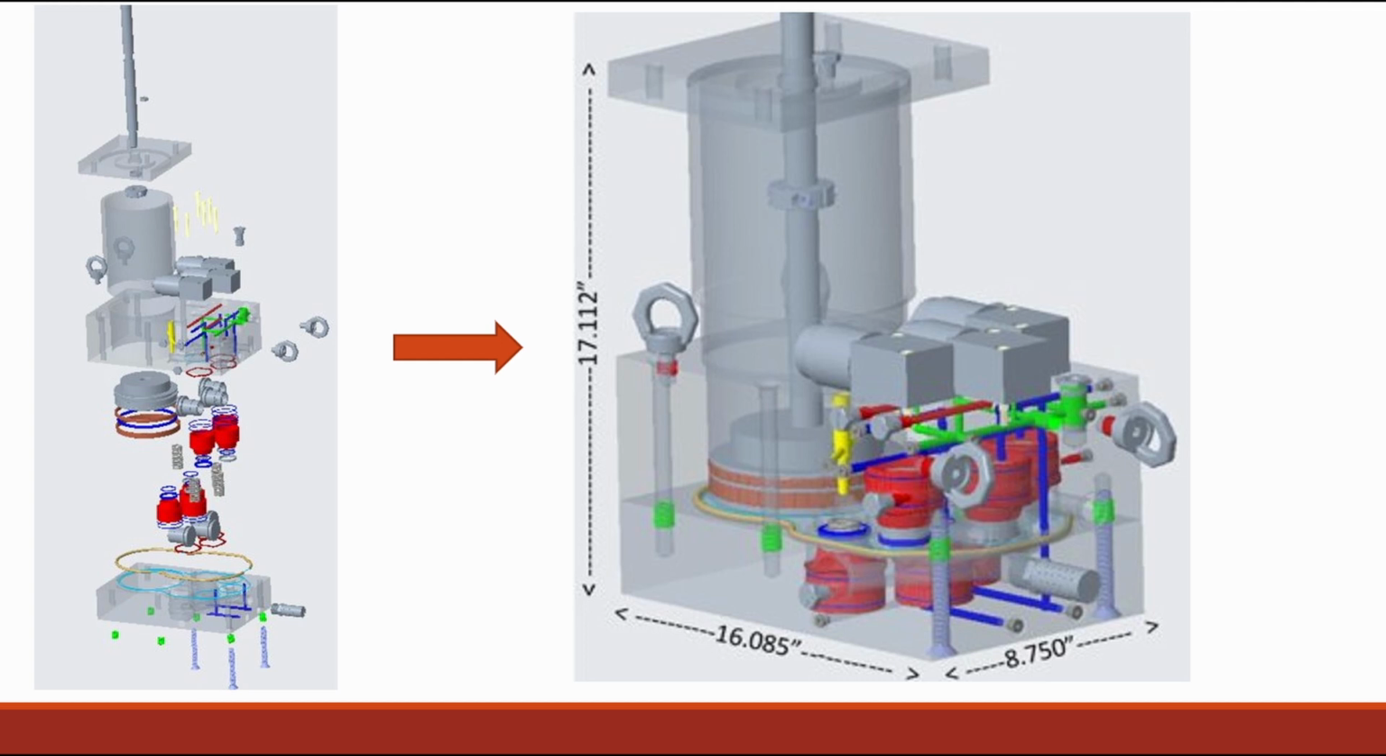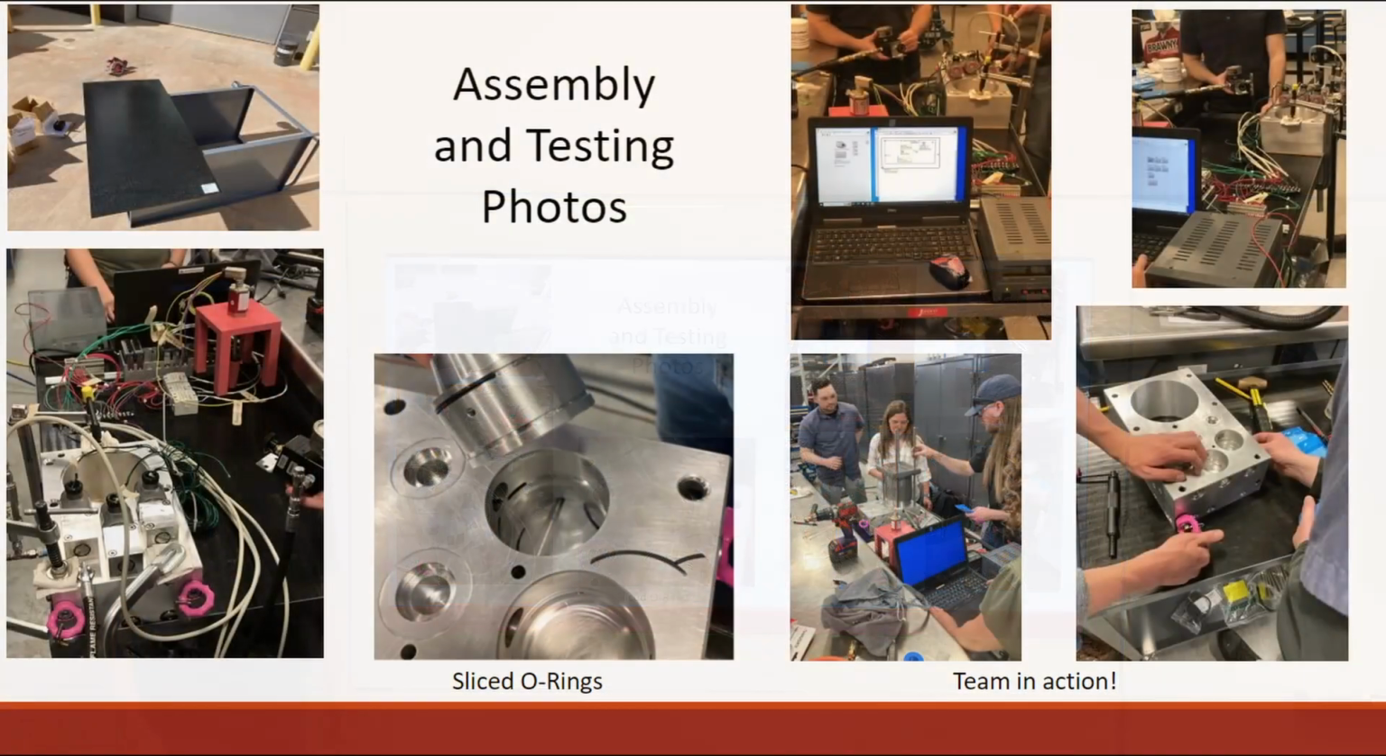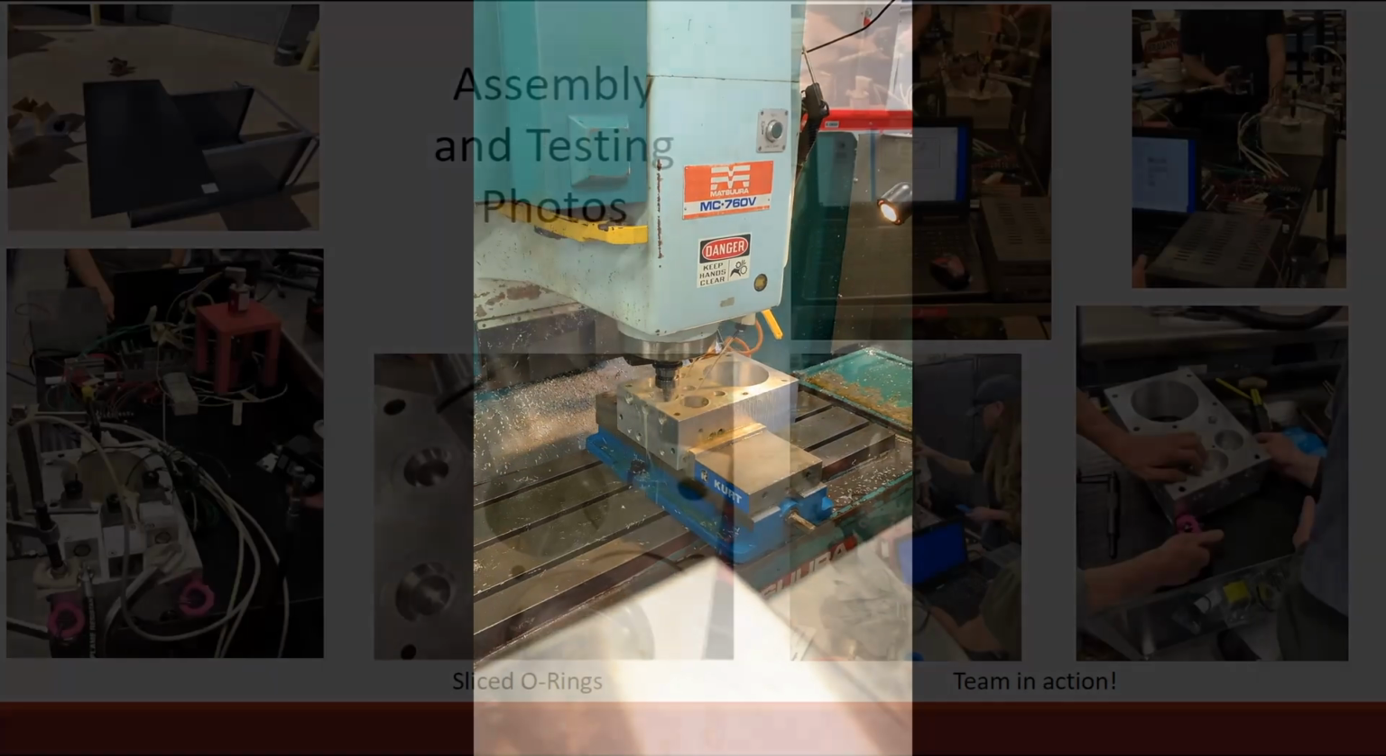Those have a whole bunch of different flow paths drilled in them, and tapped holes and helicoil. Next, we have some assembly and testing photos. The first iteration of the manifold required remachining to mitigate the slicing of valve O-rings during assembly.